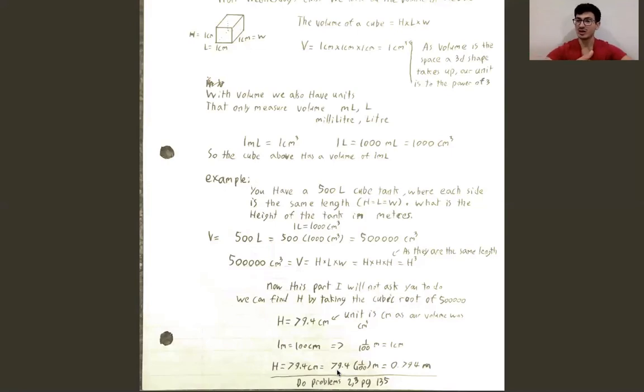So if I have a length of, let's say, 1 meter by 1 meter by 1 meter, that's going to be 100 centimeters by 100 centimeters by 100 centimeters. So that's going to be about 1,000,000 centimeters cubed, or about 1,000 liters in this one tank.